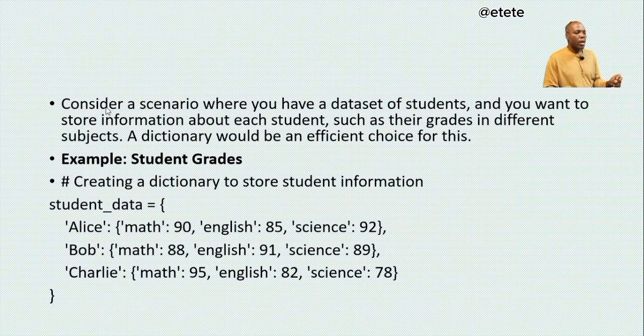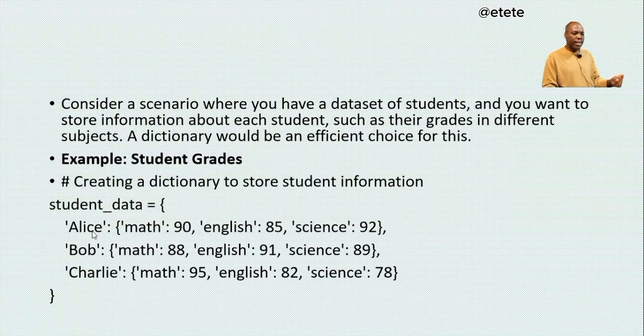All right. Now, consider a scenario where you have a data set of students and you want to store information about each student, such as their grade in different subjects. A dictionary would be an efficient choice for this. For example, creating a dictionary to store student information. student_data, this is the dictionary. So it is a variable that we are creating. And then by virtue of the data you supplied, this variable will take the dictionary class data type. So what are the data you are going to supply to this variable called student_data?